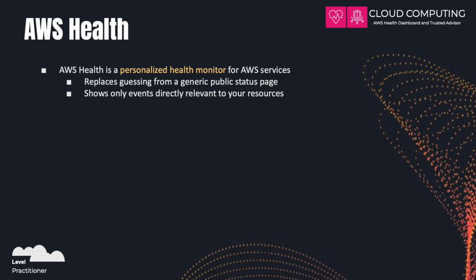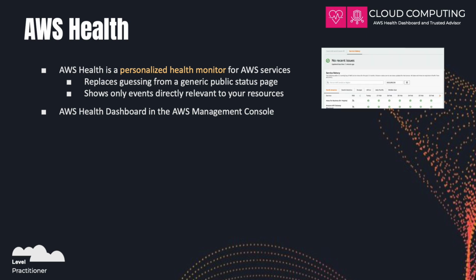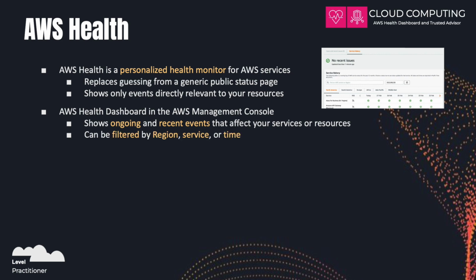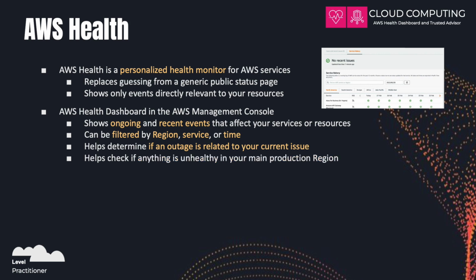There are two main ways of using this service. The first one is in the AWS Management Console, where the health dashboard shows ongoing and recent events that affect your services and resources. For example, you can filter by region, service, or time, and this would help you quickly answer, is this outage related to my issue, or is anything unhealthy in my main production region right now?